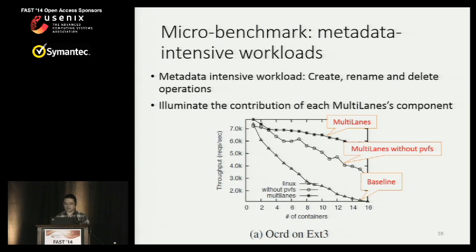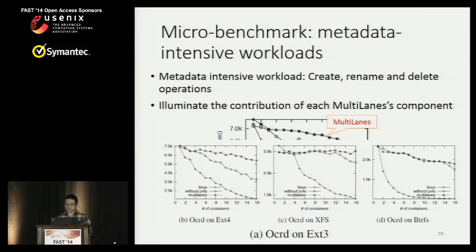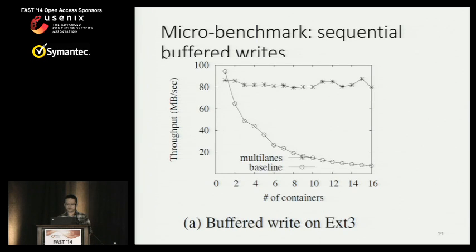We note that with a single container, the throughput of complete MultiLanes even outperforms MultiLanes without the PVFS and the baseline. This is because of the use of the private VFS data structures. In particular, there are far fewer directory entries in the directory cache than in the original VFS. We also performed the experiment on the other 3 file systems and got similar results.